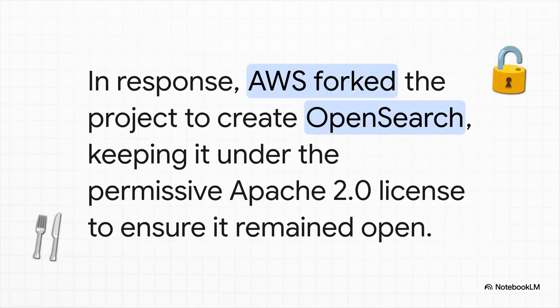So what happened? It was like a civil war in the open source world. Elasticsearch changed to a restrictive license to force those companies to pay up. In response, AWS basically said, fine, we'll take the last free version of your code and start our own project. And just like that, OpenSearch was born. It's a huge lesson that your license choice isn't just a detail, it's a strategic decision.